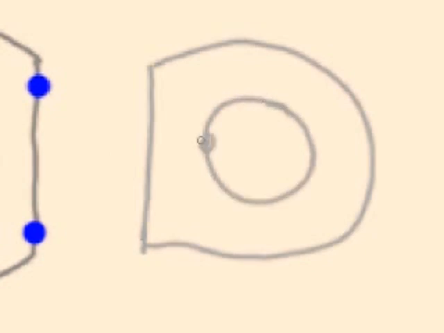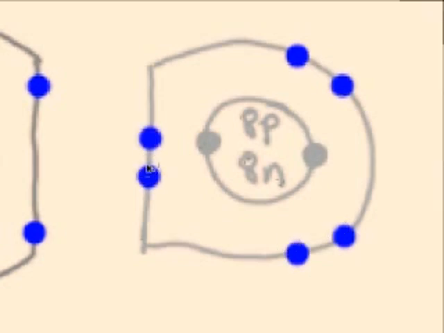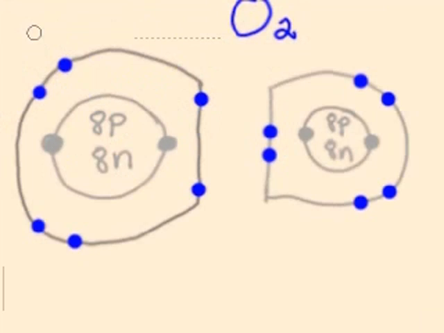We're going to have our 2 electrons on the energy level. We're going to have 8 protons, 8 neutrons, and we're going to have our 6 electrons. 1, 2, 3, 4, 5, 6. Okay, and this one is not as big, but here we have our 2 oxygen atoms.